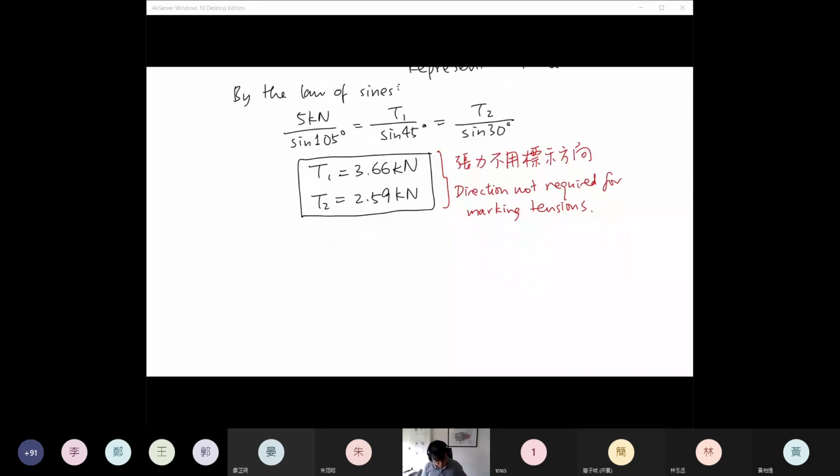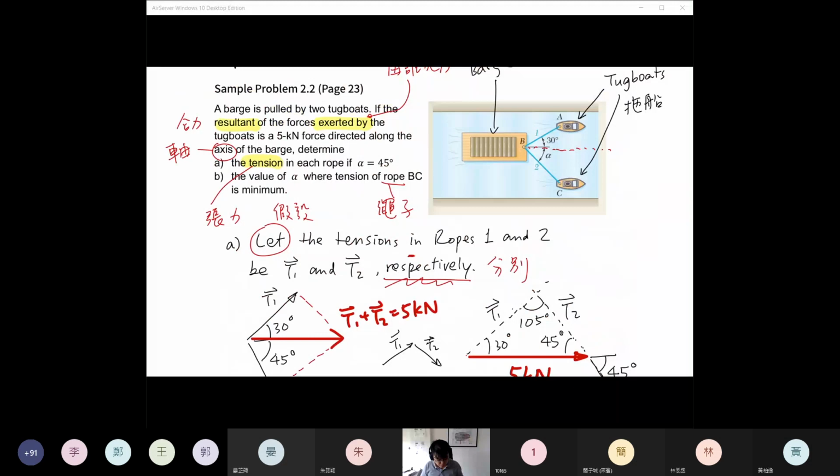So we go to part B. What is part B of the problem? Part B is we determine the value of alpha. But which alpha? It gives a hint: where the tension of rope BC is minimum.